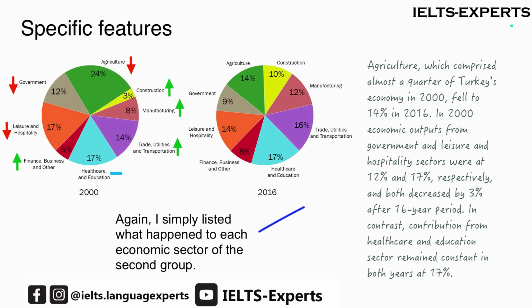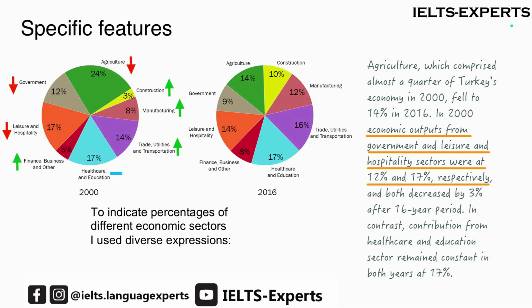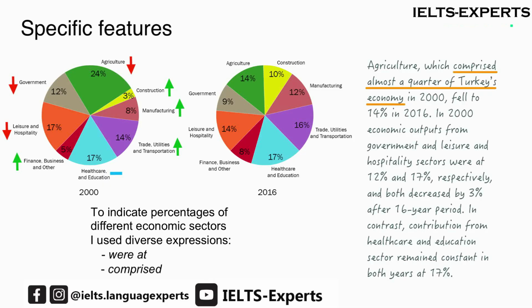Again, I simply listed what happened to each economic sector of the second group. To indicate percentages of different economic sectors, I used diverse expressions, such as economic outputs from government and leisure and hospitality sectors were 12% and 17% respectively, and comprised almost a quarter of Turkey's economy. Instead of writing 24%, I wrote almost a quarter, which is a very effective paraphrase.